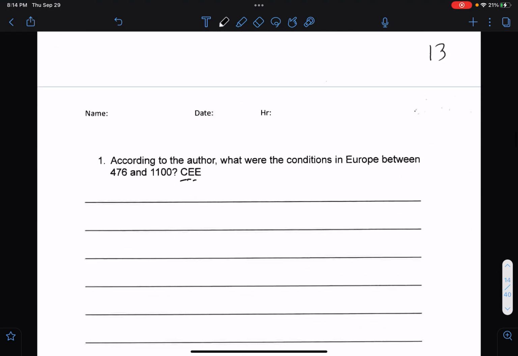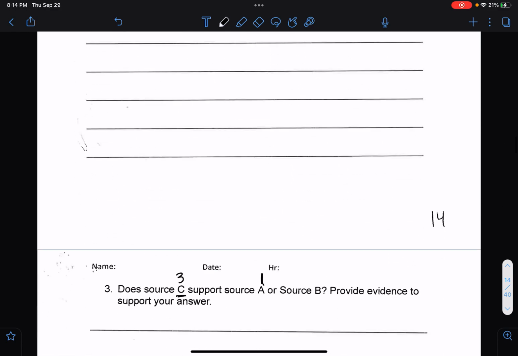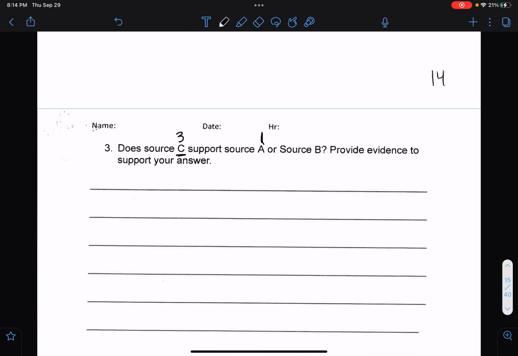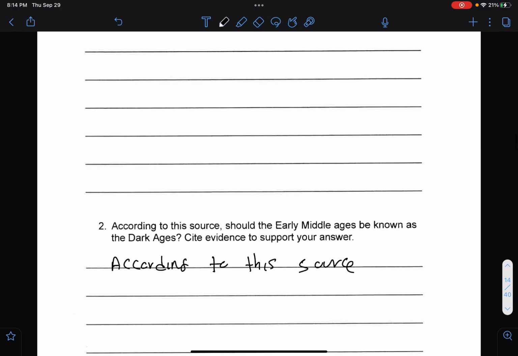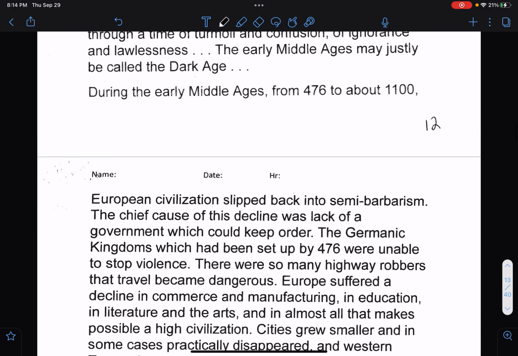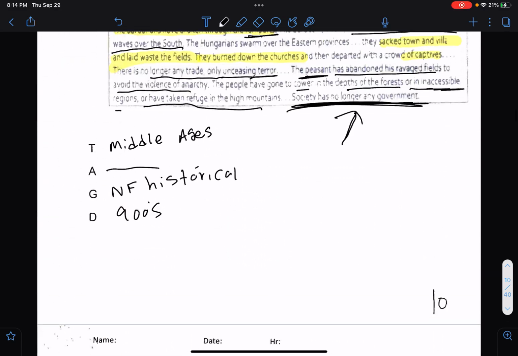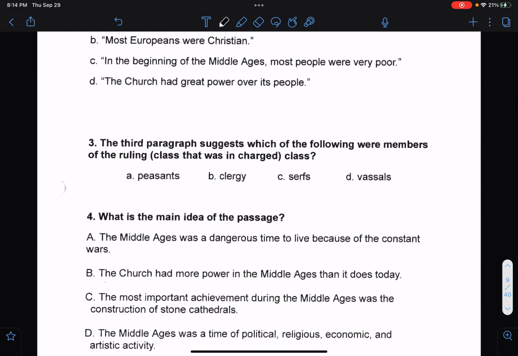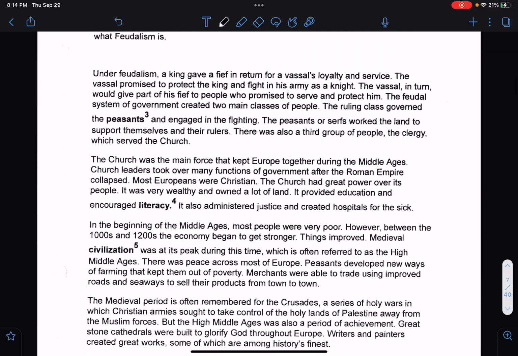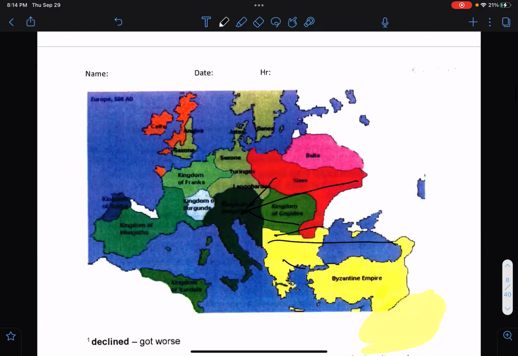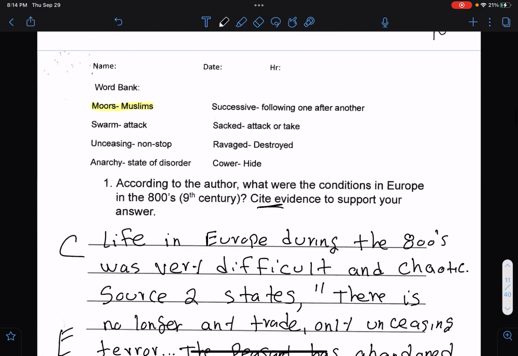Okay. So here it says, or if you want to change the numbers, that's fine too. Does source 3 support source A or support source B? Provide evidence to support your answer. So what that question is asking is, look at source 3. Is source 3 more similar to source 2 or source 1? That's what it's asking. And give me some evidence to support your answer.